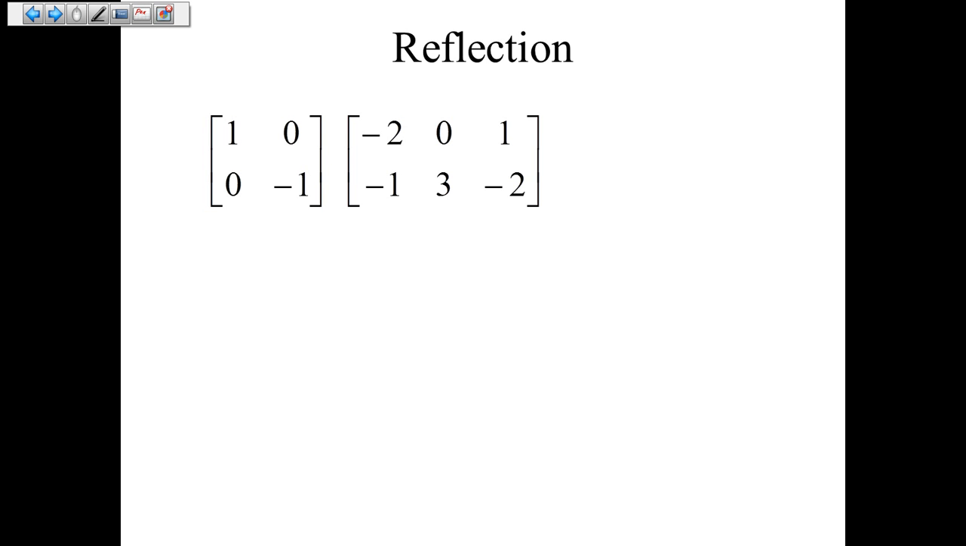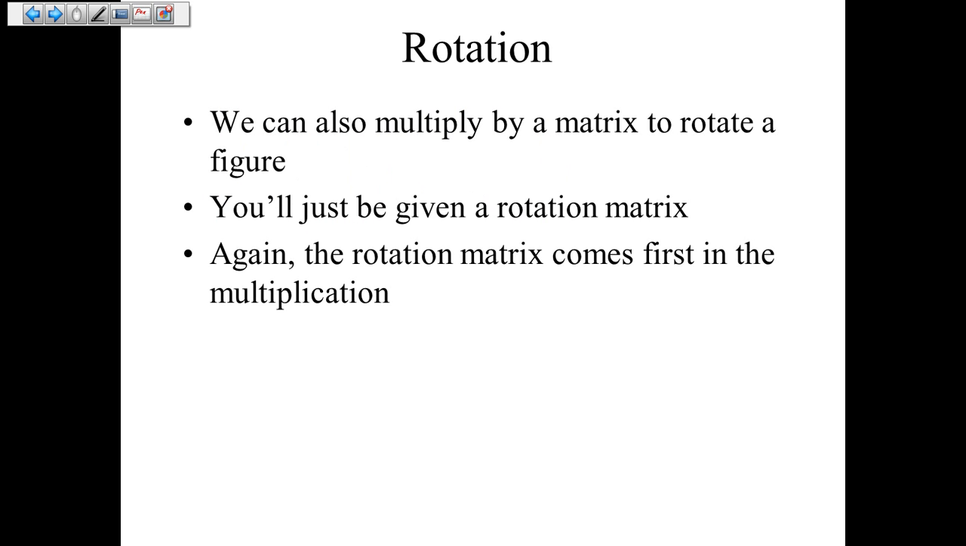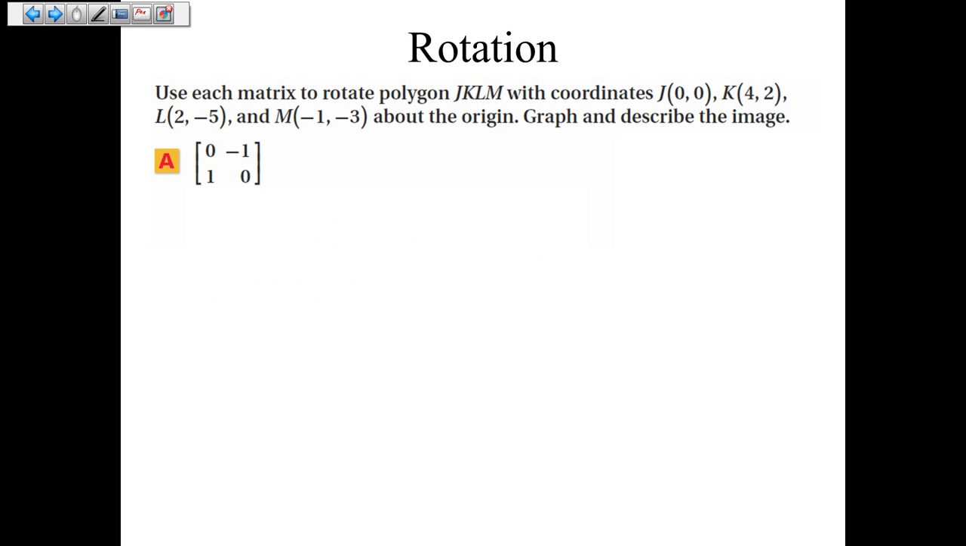Okay, so moving on. A rotation is also multiplying by a matrix in order to get the rotation done. You're just going to be given the rotation matrix. You really don't need to worry about how far and in which direction it's rotating. And again, this rotation matrix, which is going to be a 2 by 2, comes first in the multiplication. So here we want to use a matrix to take the polygon JKLM. They give us the coordinates so that we can make the coordinate matrix. And they want us to graph and describe the image.